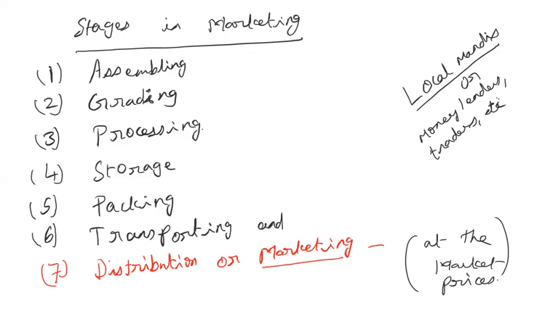Whatever might be the reason, they are selling it in the local mandis, or they might have borrowed money from money lenders, or from the traders. So they are all the middlemen. In all these cases, they are not getting the market price. They are selling much lesser than the market price. This is the problem faced by the majority of the farmers in our country.